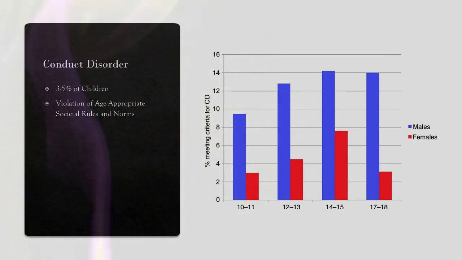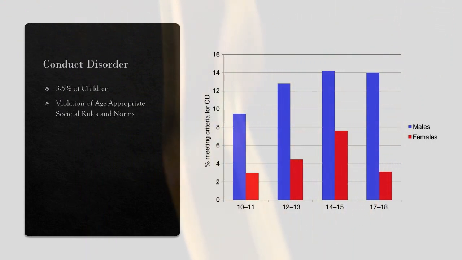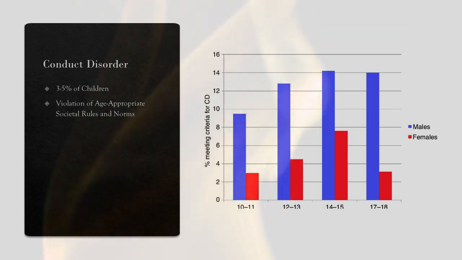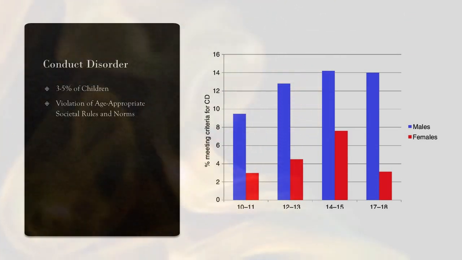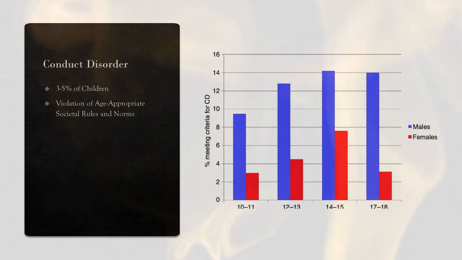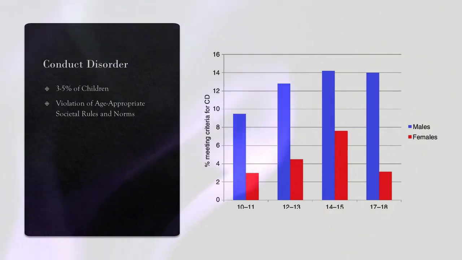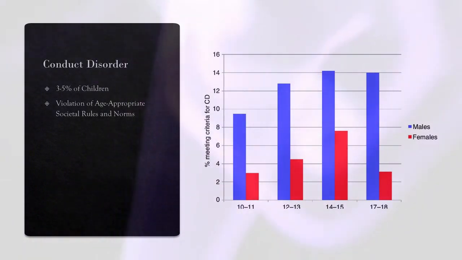Some recent epidemiological studies have estimated the prevalence of conduct disorder to be around 3 to 5% of the general population of children and adolescents. It's important to approach these prevalence rates with a bit of caution, because factors such as age, gender, socioeconomic status, and cultural variations can influence the manifestation and the identification of conduct disorder. But what we do know is that it's a complex disorder.